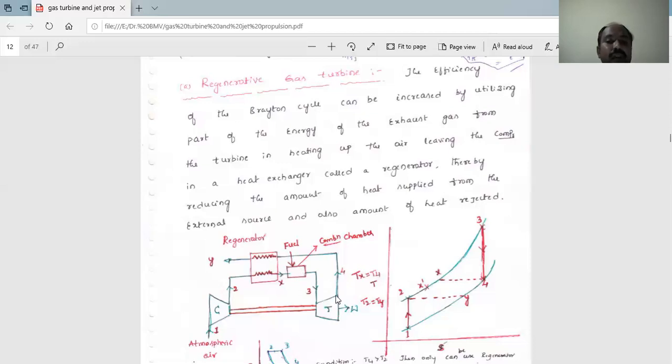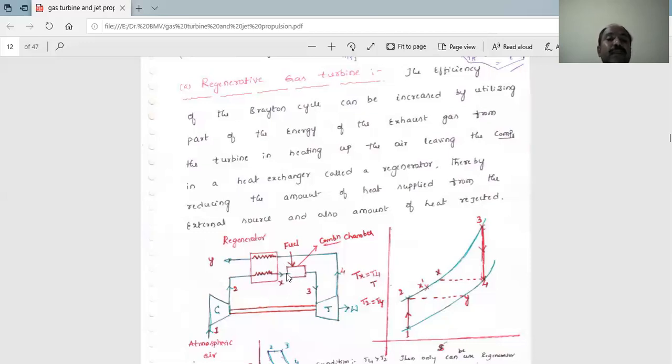What is the exhaust gas? The exhaust gas contains some amount of heat, and that heat is utilized for the air which will be entering into the combustion chamber. The preheating of the air entering the combustion chamber takes place.